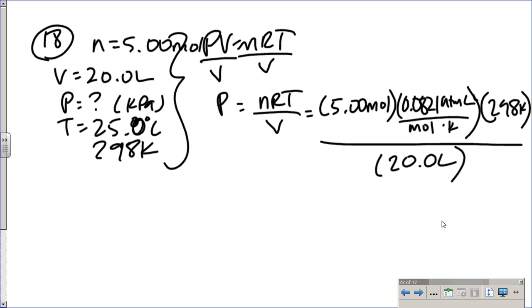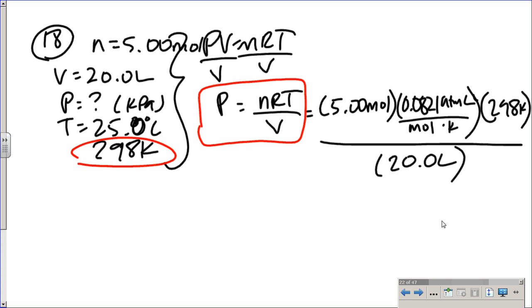Knowing you're isolating P, you know PV equals nRT is your formula. You need to divide by V on both sides, which sets you up for success with this little derived formula, I guess. And then once you've labeled all your values, you plug from there, okay? Though you just have to make sure you go to Kelvin, so that's 298 Kelvin. And everything else is in the given unit.